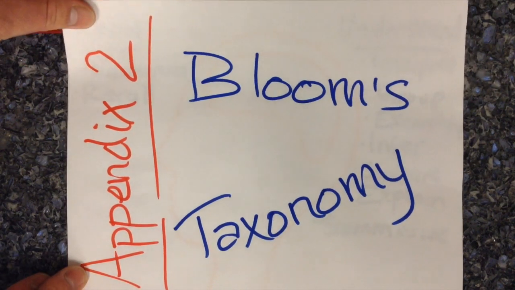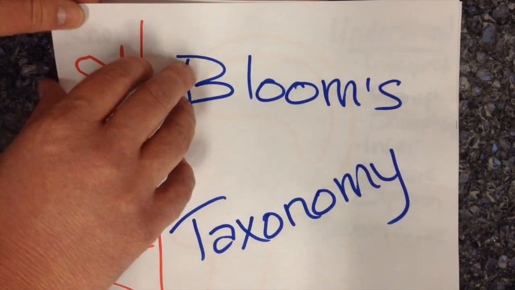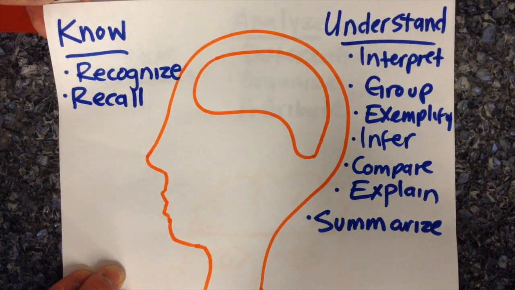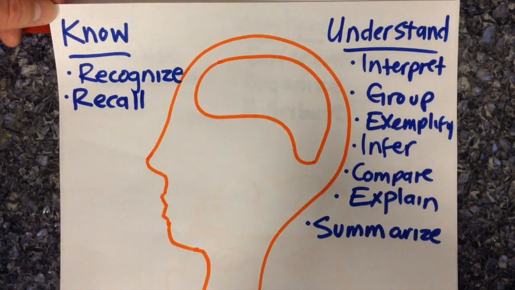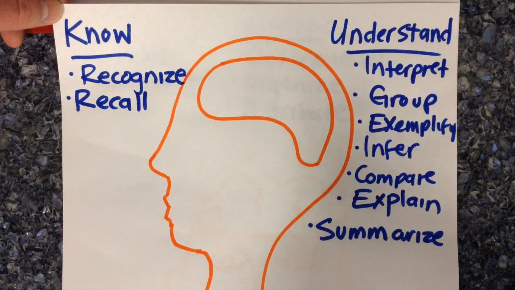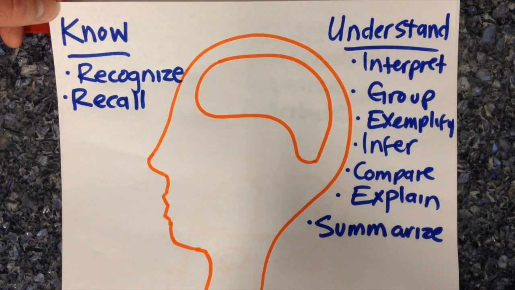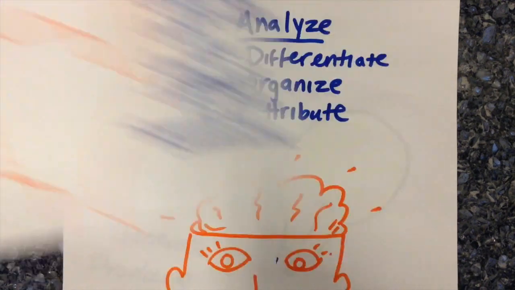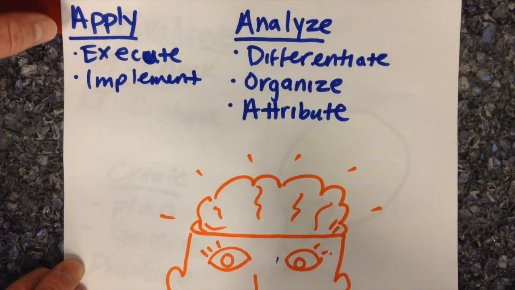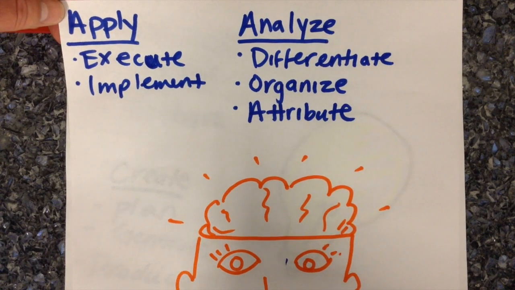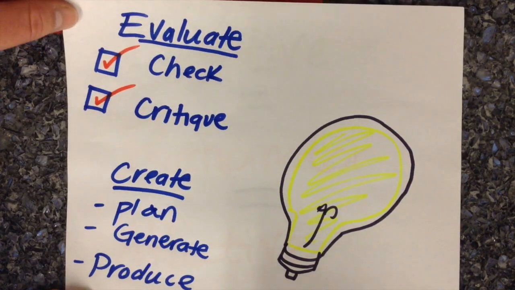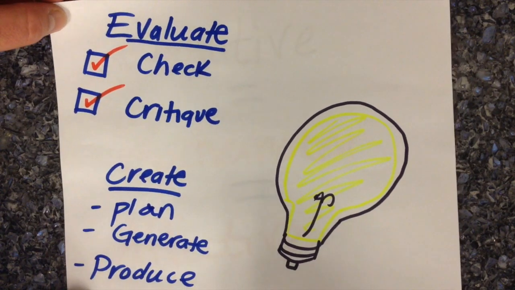Appendix 2, focusing on Bloom's taxonomy. There are actually 6 domains of Bloom's taxonomy, and they're focusing on different areas of cognitive, which is know, by being able to recall, and understand, which is being able to explain and summarize. There's also applying and analyzing, where you implement and organize. And then to evaluate and create, by checking and critiquing and then producing.